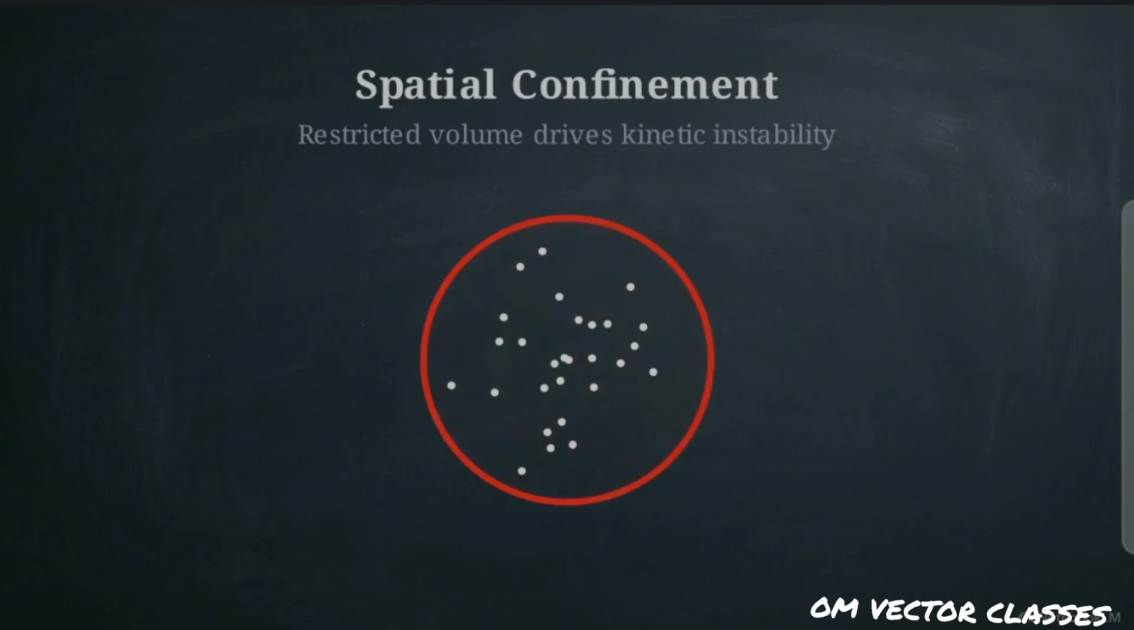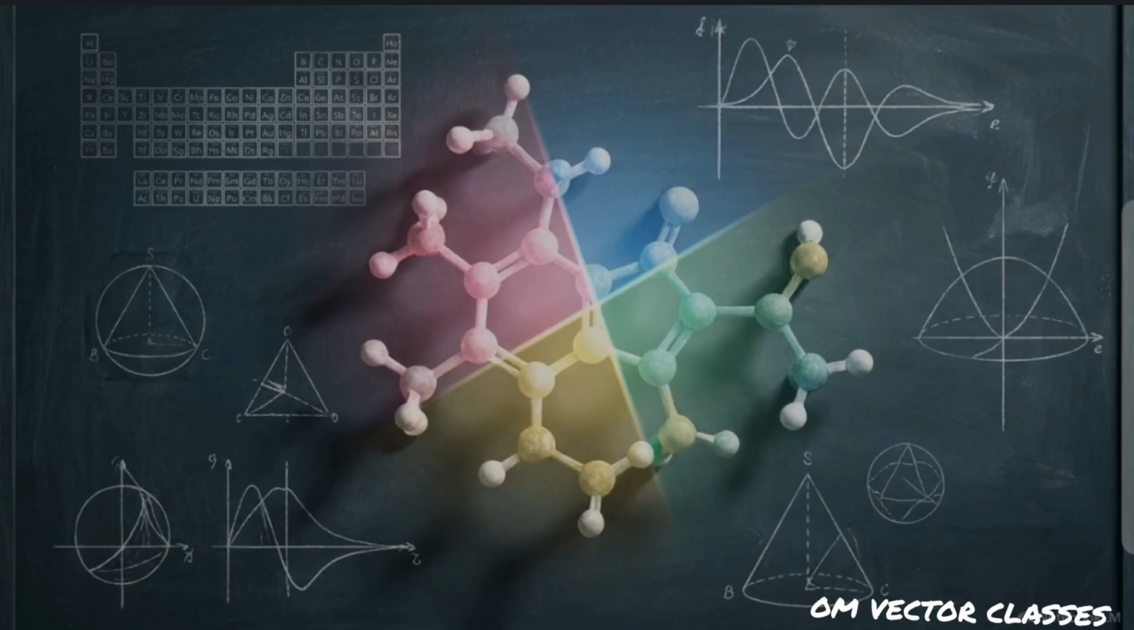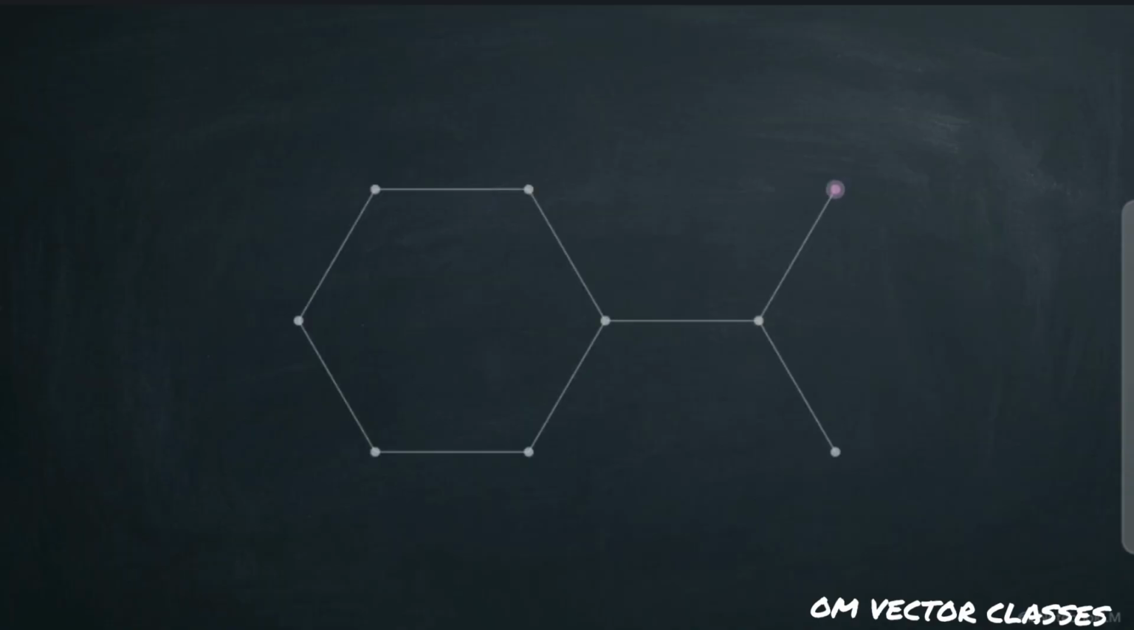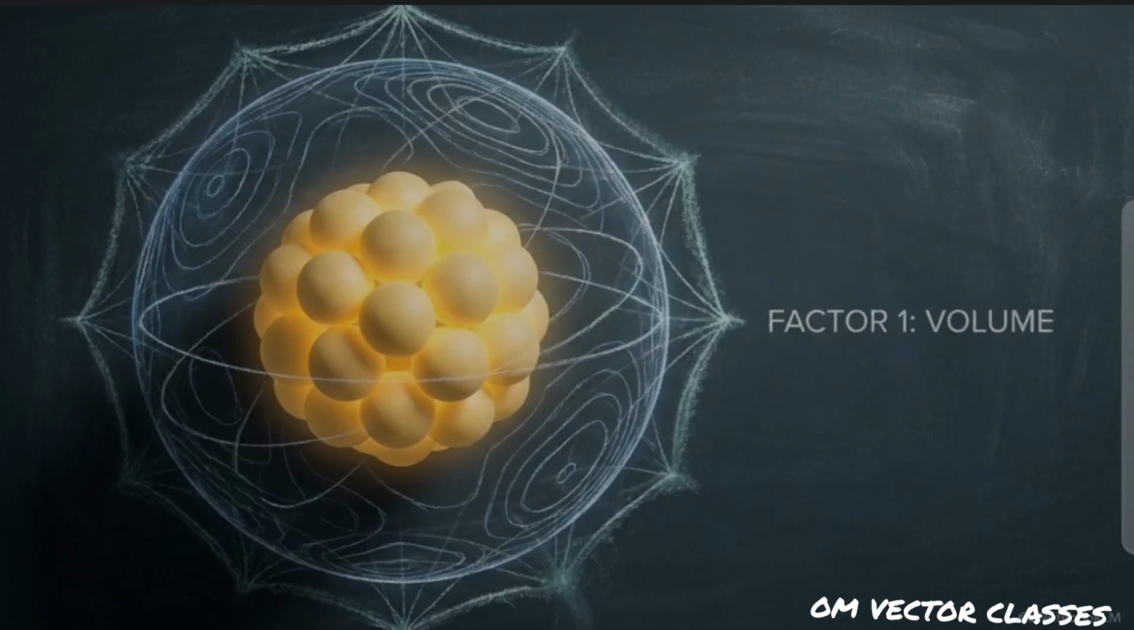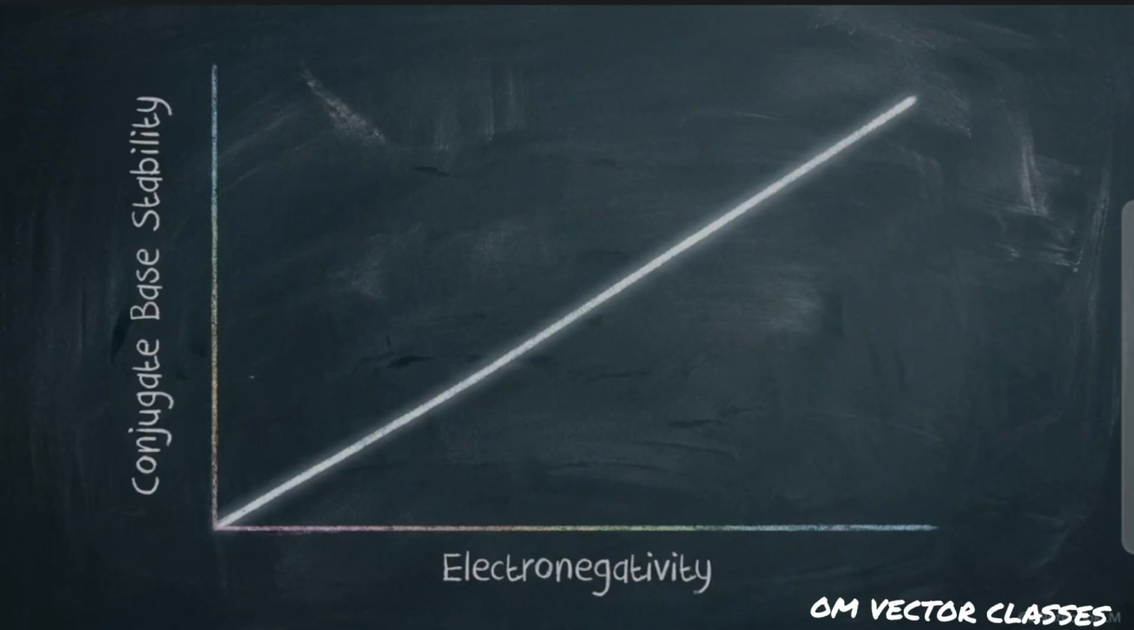Erwin Schrödinger's equations dictate that closely confined electrons possess higher kinetic energy, driving physical instability. To accurately predict chemical acidity, we must evaluate 4 distinct structural factors that dictate a molecule's ability to disperse and stabilize its electron density. The first factor is the physical geometry of the specific atom bearing the charge. Across a single row of the periodic table, from carbon to fluorine, atomic volume remains relatively constant. Along this horizontal axis, electronegativity successfully predicts conjugate base stability.